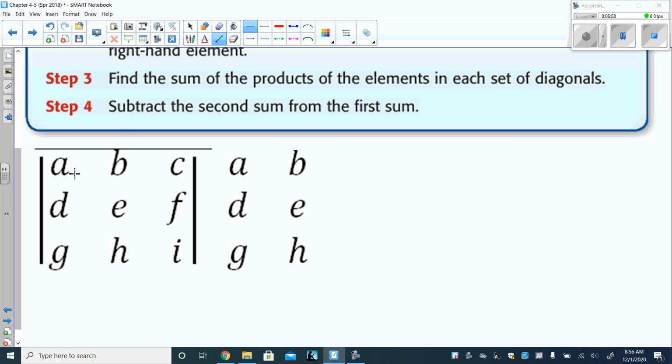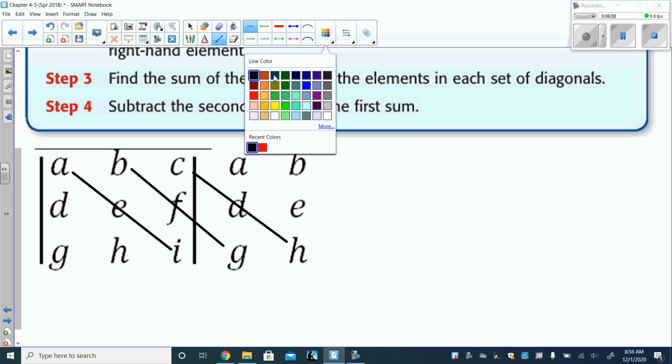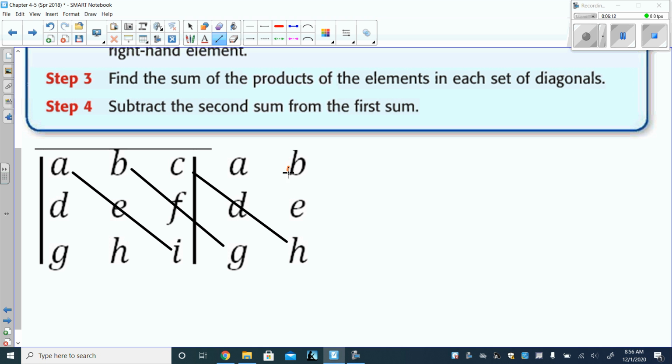So our first diagonal is going to be these three here. Because it's a 3 by 3, we're going to have three diagonals going in one direction, and then three diagonals going in the other direction. And our diagonals that are going from left to right, the ones in black, are going to add together. So we'll take those and add those together and subtract them from the ones going from right to left.